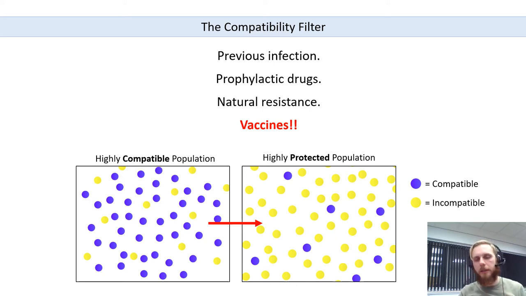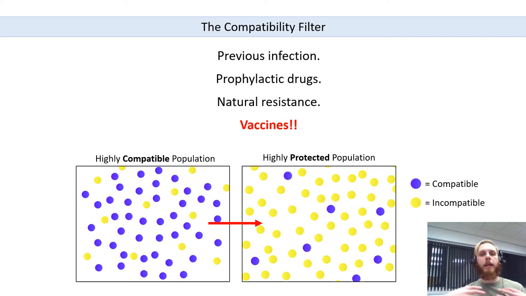In the context of epidemiology, what a vaccine is essentially doing is inducing incompatibility within the population, right? What we want to do with the population is to go from the population on the bottom left in the diagram on the slide to the population on the bottom right. So on the bottom left, we have a highly compatible population. The bottom right, we have a highly protected population. By protected, we mean incompatible. So we're going from a compatible population to an incompatible population.